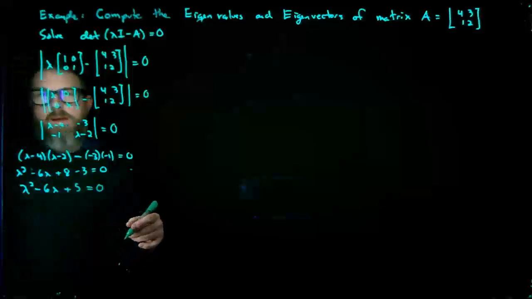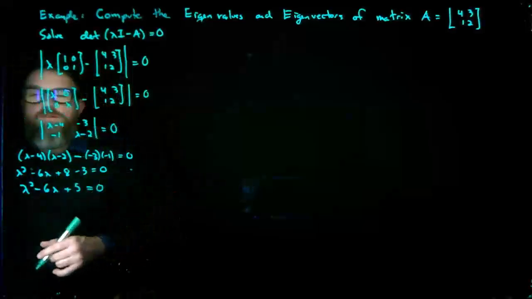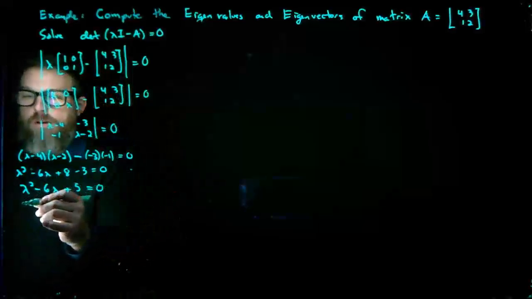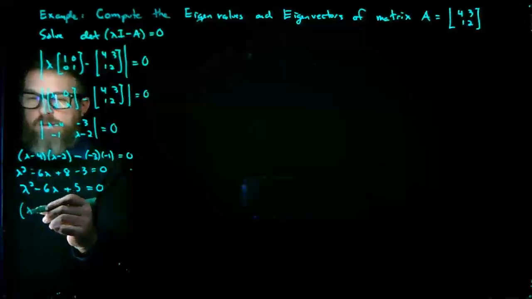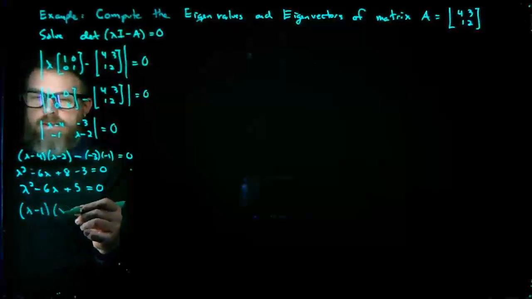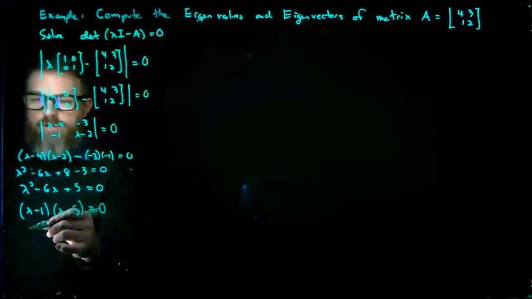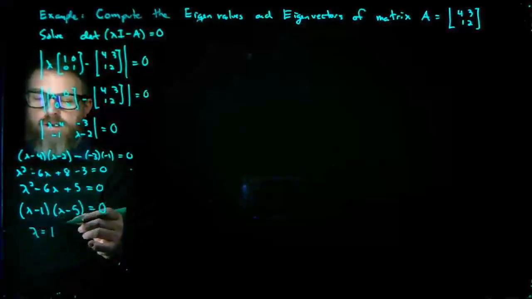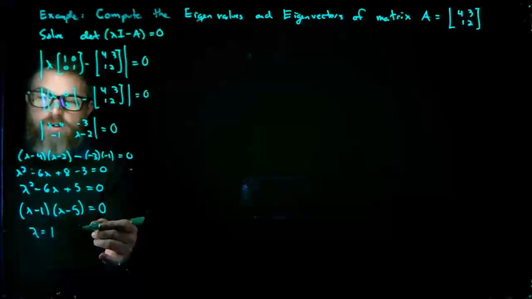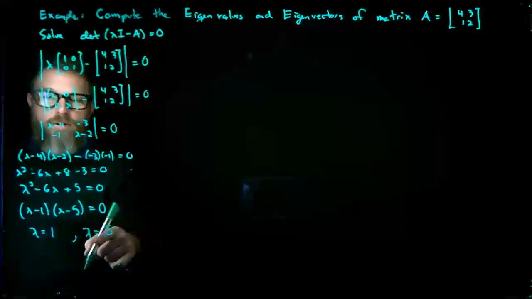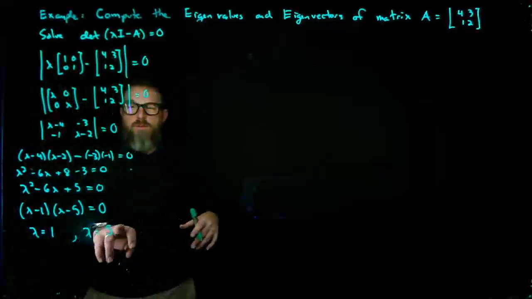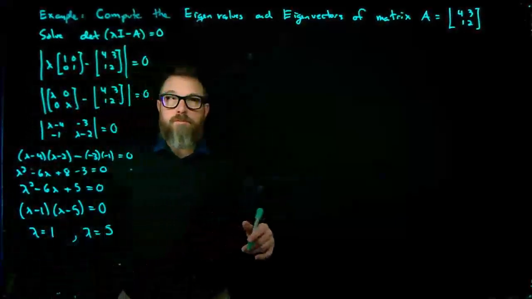And most of your examples in the book, these things will factor nicely. If they don't, you have the quadratic formula. So this is going to be lambda minus 1 times lambda minus 5 is equal to 0. So we get two different eigenvalues. Lambda is equal to 1, and we also get lambda is equal to 5. Now we already knew this one, so let's prove from this one I get 3, 1.